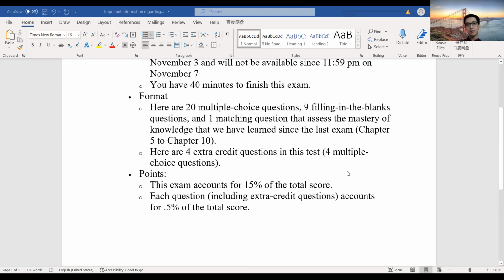This exam, the same as the last midterm exam, accounts for 15% of the total score. Each question accounts for about 0.5% of the total score, including the extra credit questions. So if you get one question right, you get 0.5% of the total score. The two midterm exams account for about 30% of the total score. That is the basic information about midterm 2. And you need to watch for the new announcements this week or next week about midterm 2.